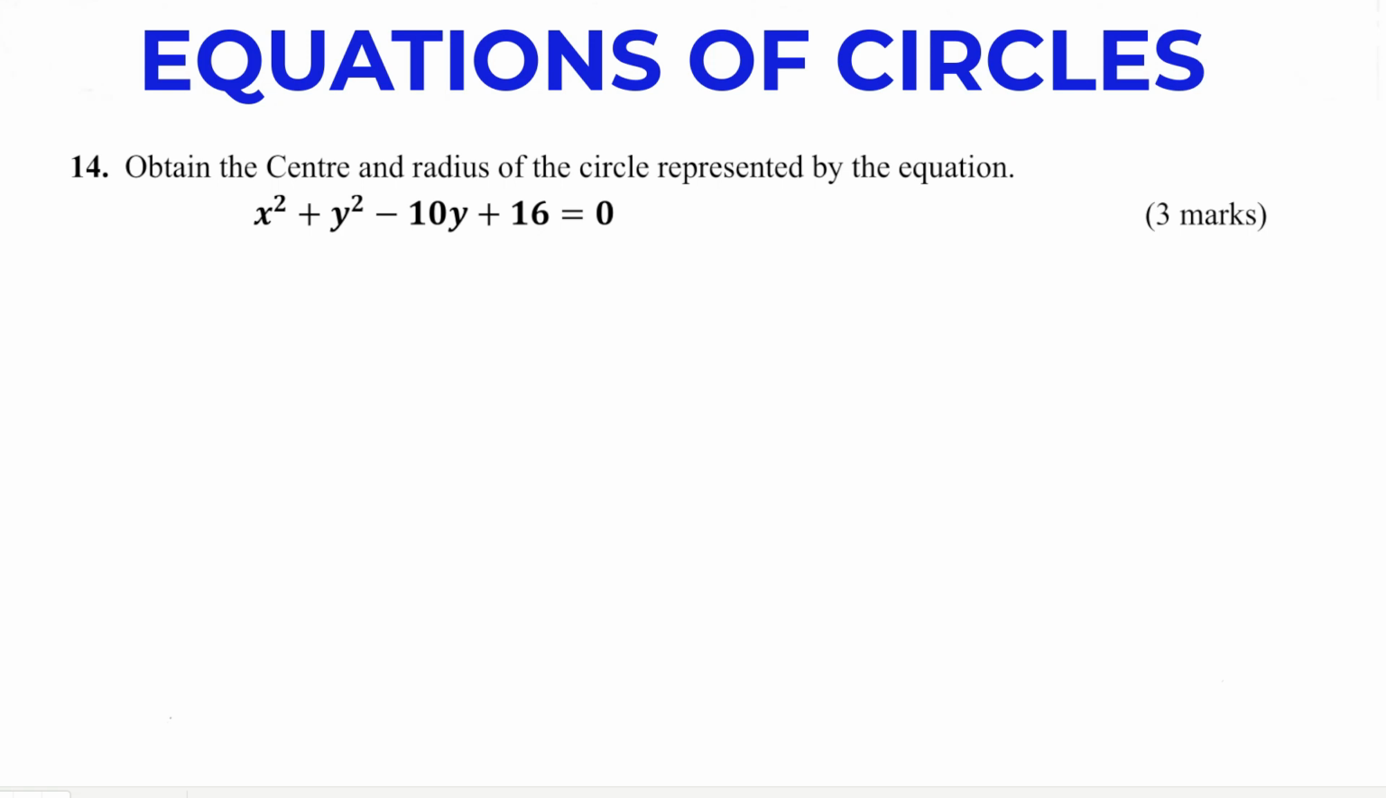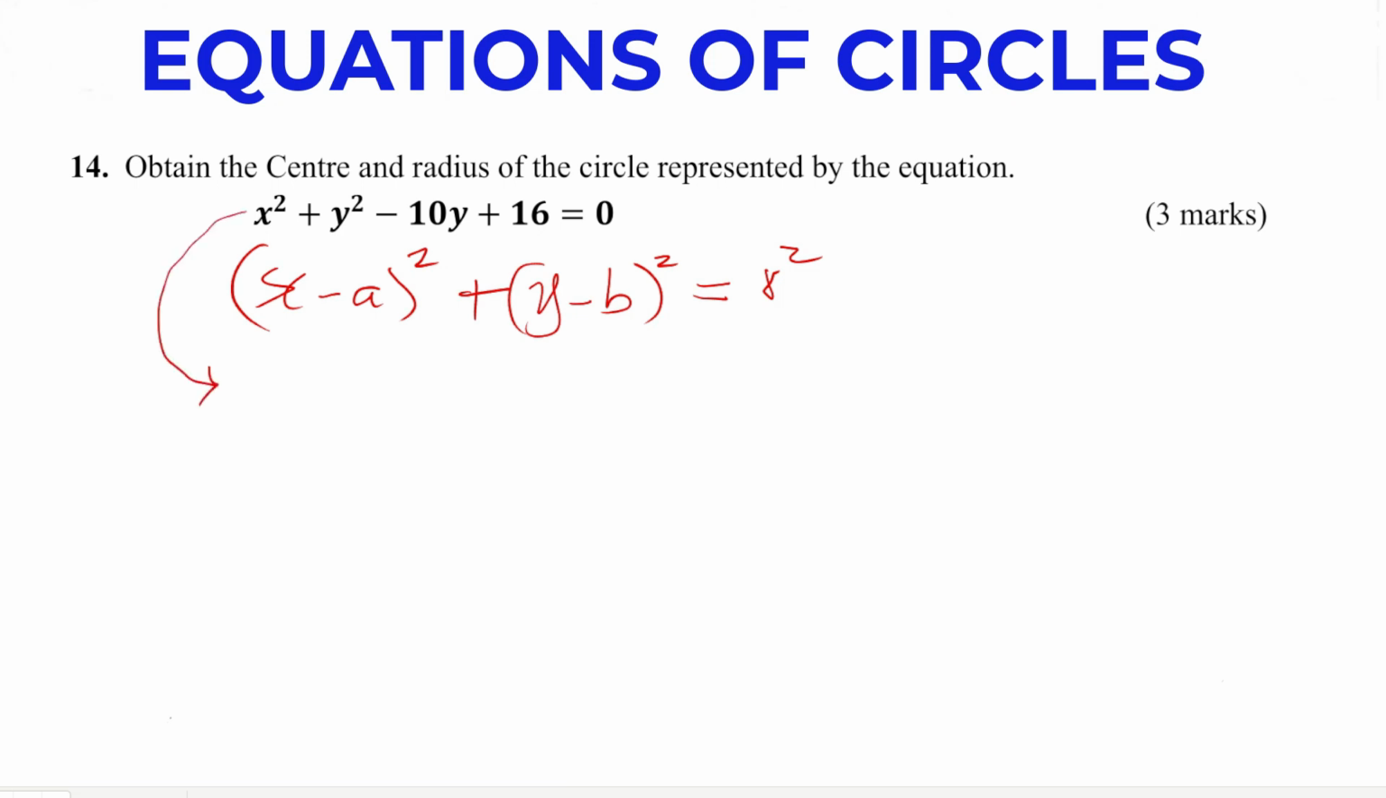And one thing that you're supposed to know is the standard form of the equation of a circle. This is how it should be: (x minus a) squared plus (y minus b) squared is equal to radius squared. That is how the standard equation of a circle should look. Now we need to organize whatever we have here and have it in that form.